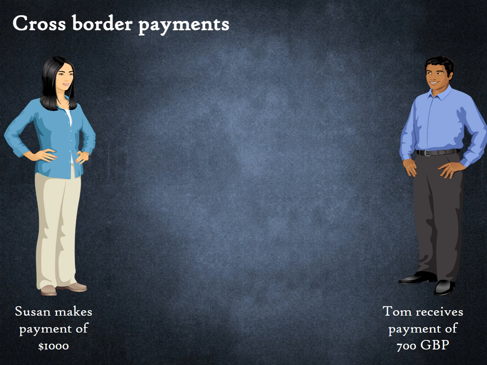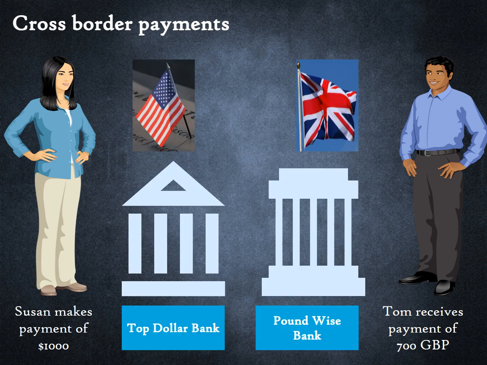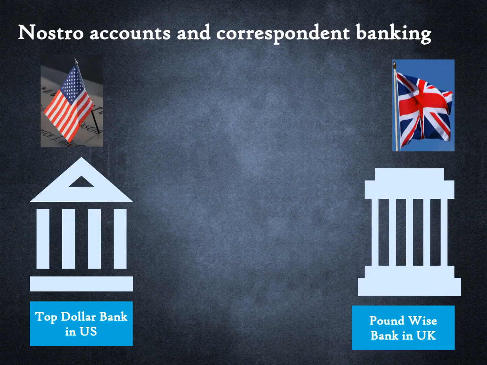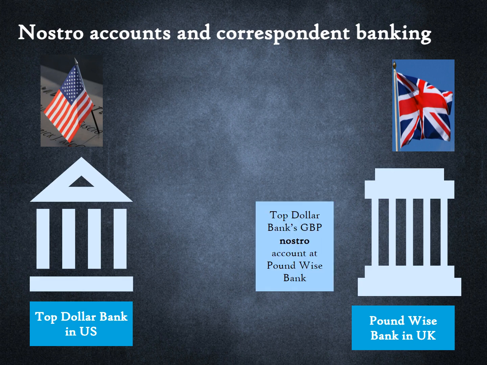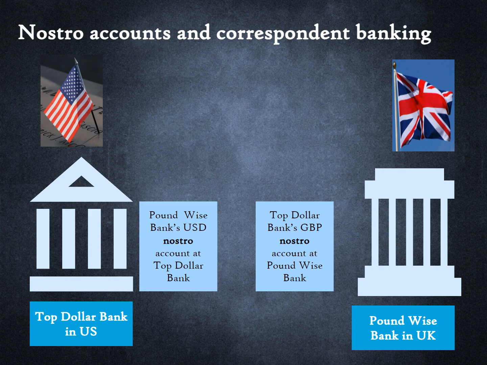In our example, as earlier, Susan is paying Tom, but now Susan banks with Top Dollar Bank in New York and Tom banks with Poundwise Bank in London. Top Dollar Bank and Poundwise Bank have a correspondent banking relationship between them. This means that Top Dollar Bank maintains a GBP account at Poundwise Bank in UK. Poundwise Bank in turn maintains an USD account at Top Dollar Bank in US. These are called nostro accounts. Nostro accounts are simply bank accounts, but they are held by the banks.